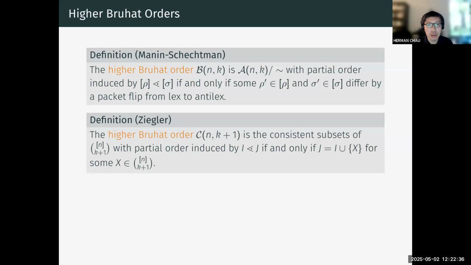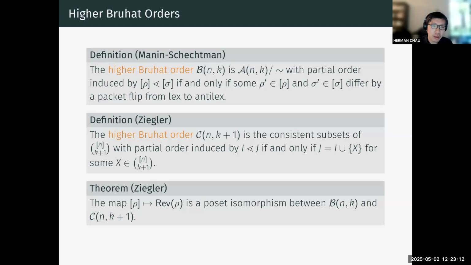And then that gives you the partial order. So the equivalent definition is you can define the higher Bruhat order as this set C(n,k+1), which are the consistent subsets. But instead, you consider the partial ordering as I is covered by J if J is exactly the set I, but you throw in one additional set X. So this is also an analogy with just the usual weak order, which you can think of as inversion sets with the partial order being this kind of inclusion.